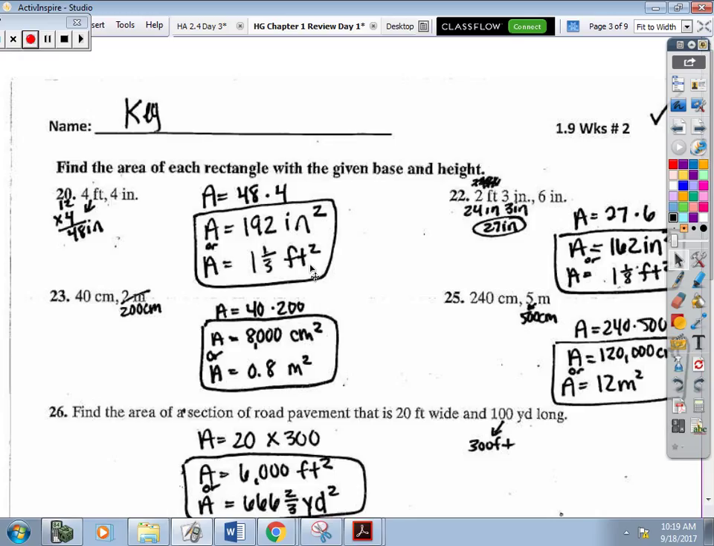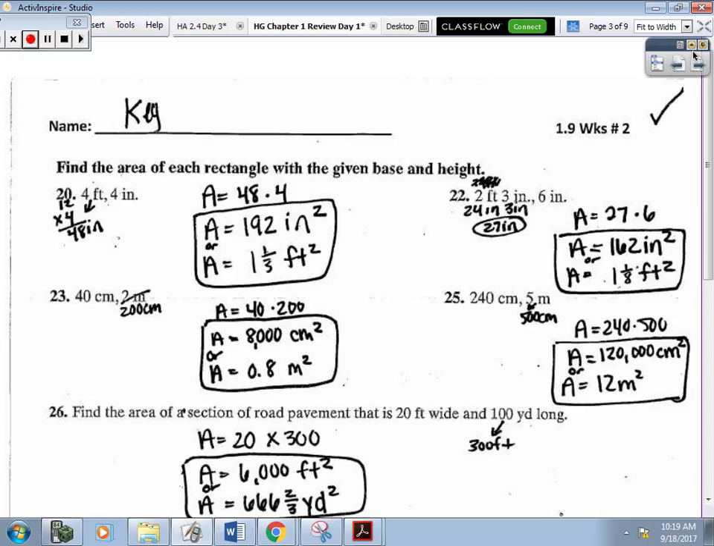Okay, so I converted this to be 48 inches, but you also could have converted 4 inches to be 4/12 of a foot, which is 1/3 of a foot. Okay. 22 should have either 162 square inches or 1 1/8 square feet. 23, 8,000 square centimeters or 0.8 square meters. And 25, 120,000 square centimeters or 12 square meters. You may have one on your test tomorrow that asks you to, but you'll need to convert before you plug into the formula. I think if you see one, it'll be feet to inches or feet to yards.